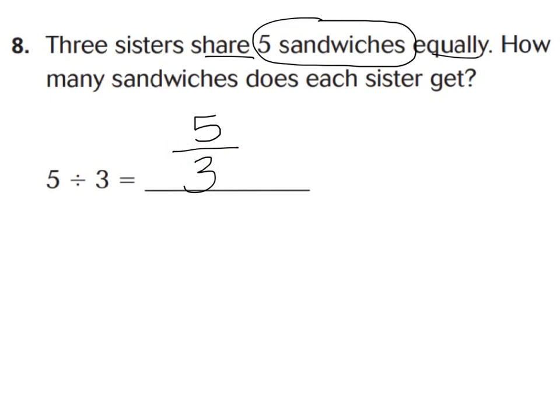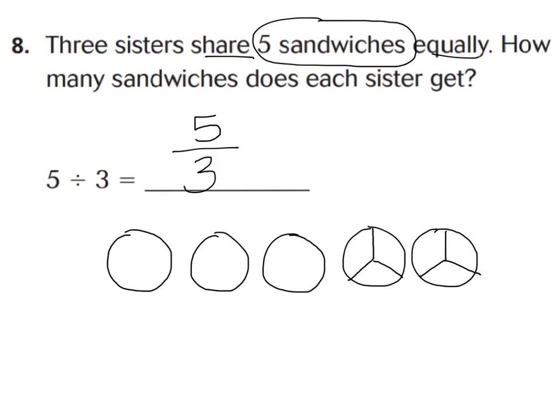So how many sandwiches does each sister get? If there's 5 whole sandwiches and they're sharing them among 3 friends or 3 sisters, they'll each get 5/3. And let's go ahead and see the model why. Now, as you know, this is an improper fraction.